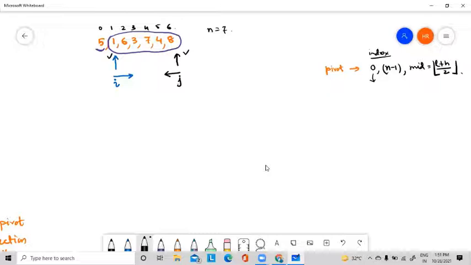So obviously I will start from which value? I will start from 1 and J will start from n minus 1, so here 6. These are the index values of the elements. Okay, now what I will do, I will compare the pivot with this element. What is my goal? My goal is that on this side are all the smaller elements, and on this side all the greater elements than the pivot. So first I will compare with this.